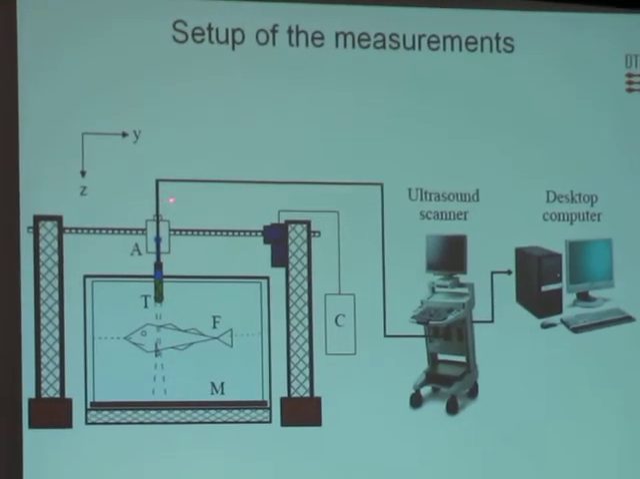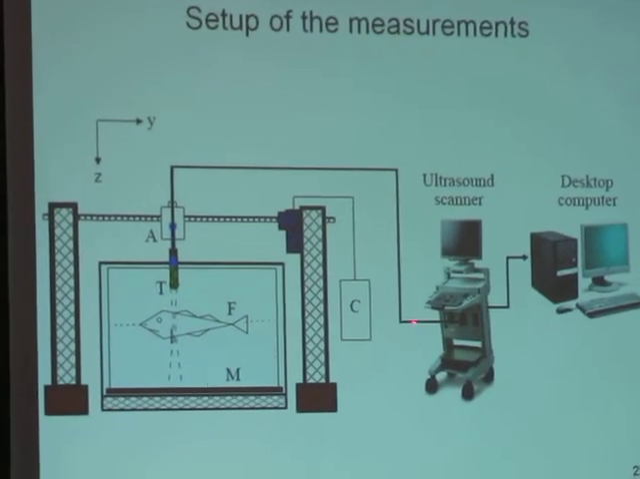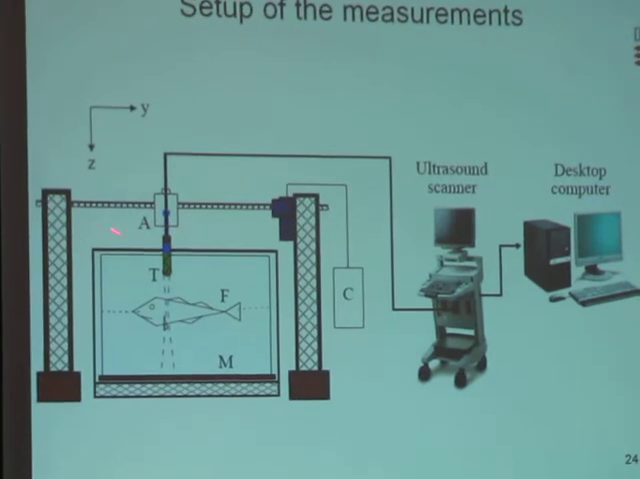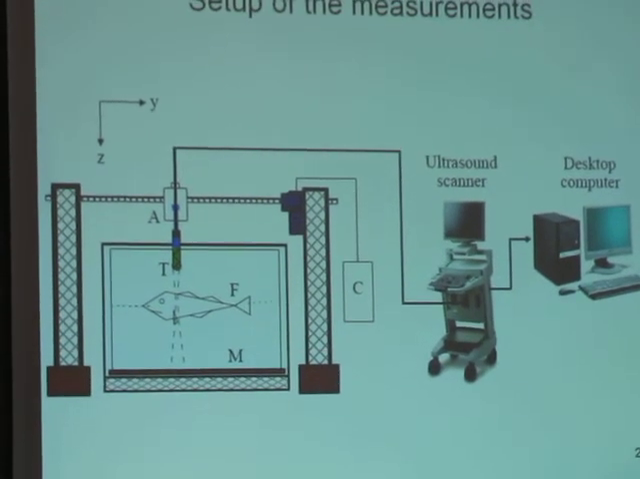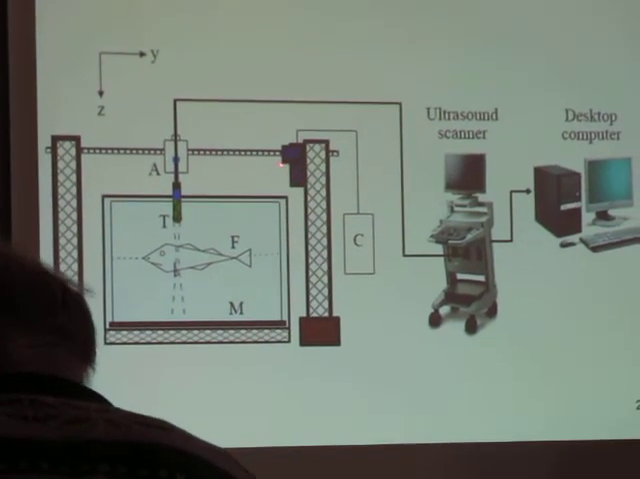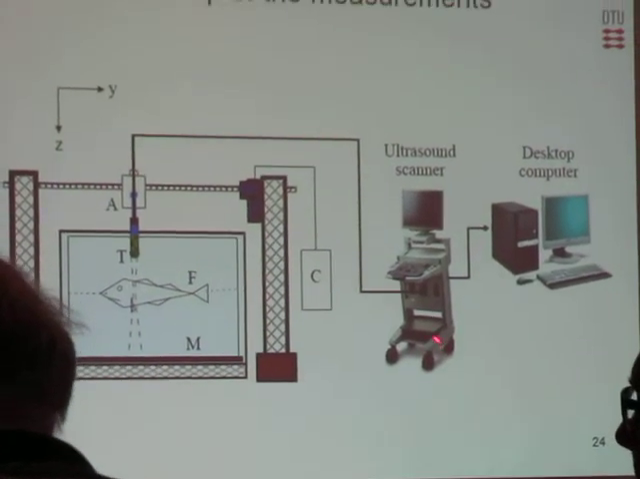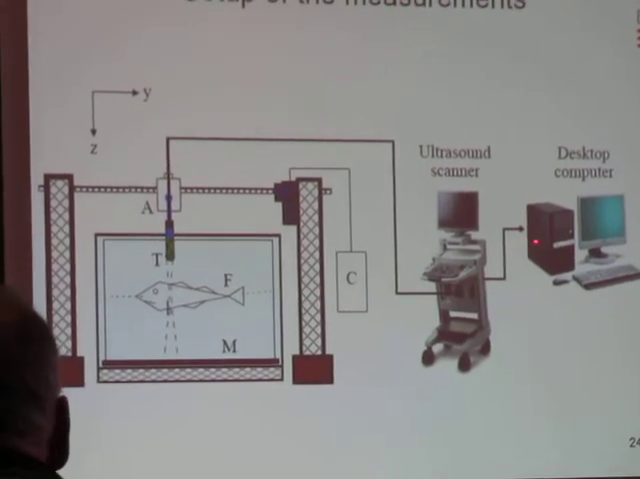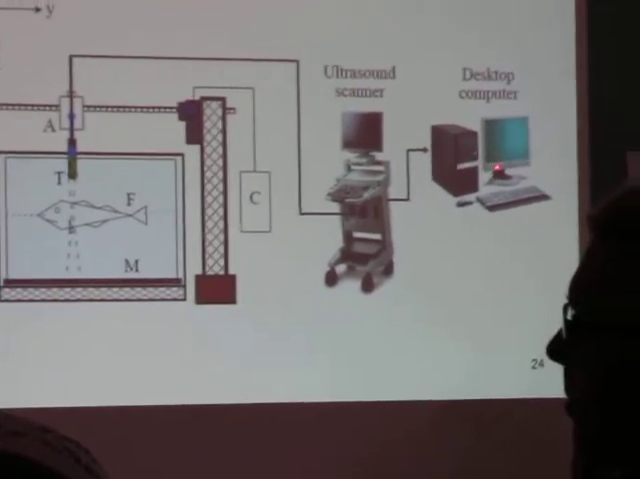This is how we set up the measurements. First, we put the fish in an aquarium, and then we use a transducer connected to an ultrasound scanner to scan the fish, to scan along the fish. The transducer will be moved by a mechanical scanner. The data are transported to the desktop computer and saved here.